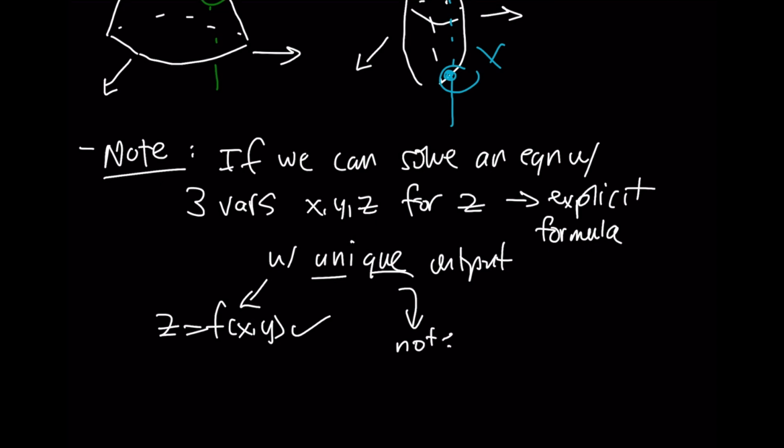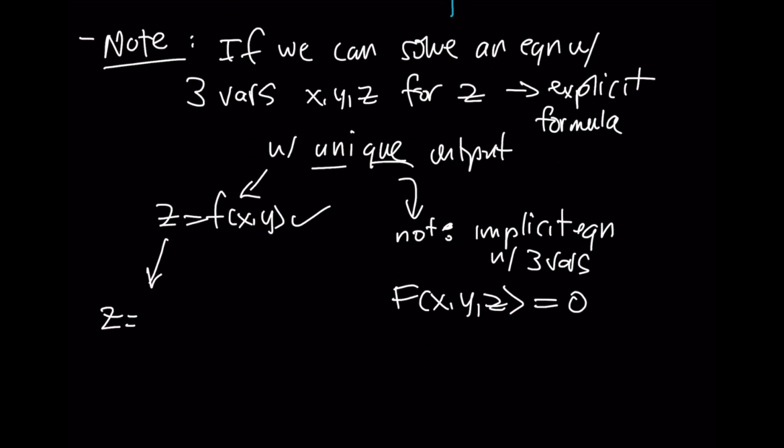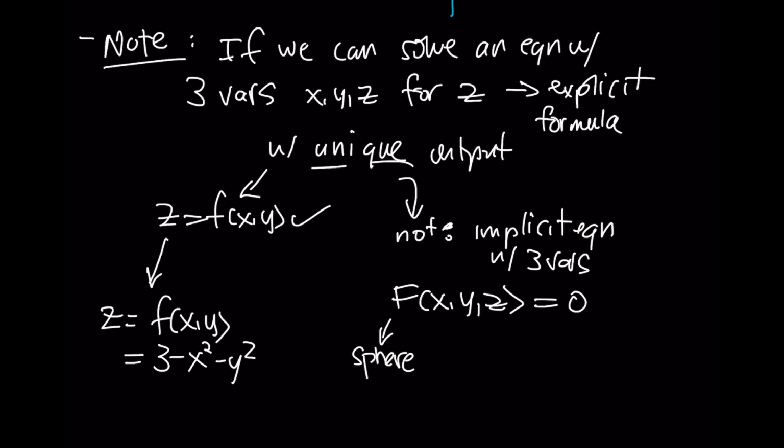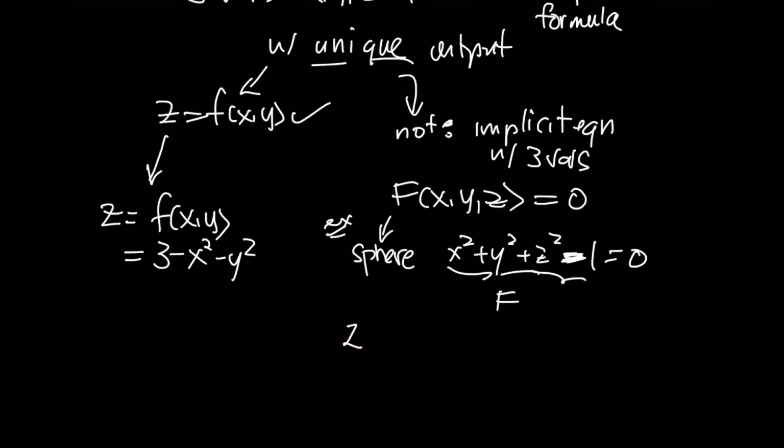Otherwise, if we can't do it, we're going to get an implicit equation with three variables. So it would generally be written as some F of x, y, and z equals 0. Now again, the equation of our paraboloid here fits this form, but the equation of a sphere runs into problems. We've talked about x squared plus y squared plus z squared is equal to 1. Right now, this is written in implicit form. So there would be our capital F. I could solve this equation for z squared. I'd get 1 minus x squared minus y squared.